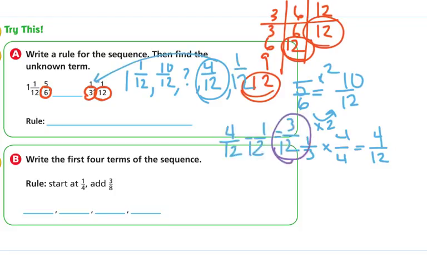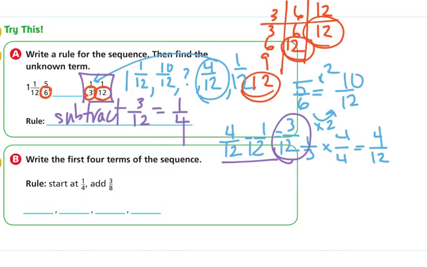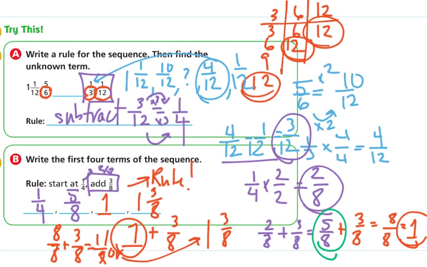So boys and girls, we see that this rule is decreasing, so we're going to subtract. And what we did is we subtracted 2 consecutive terms. So we subtracted 4 twelfths minus 1/12, we got 3 twelfths, and we know that that can be reduced to 1/4. And for this last one, boys and girls, we rewrote 1/4 to be 2/8, so it has a common denominator with the rule. And then we simply added the rule, and the next term we got was 5/8, then 1, then 1 3/8.